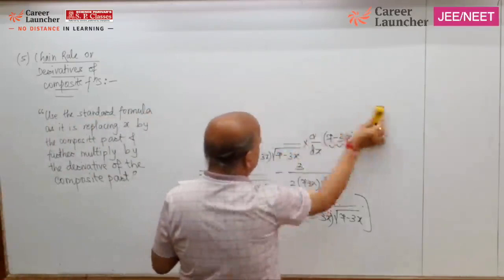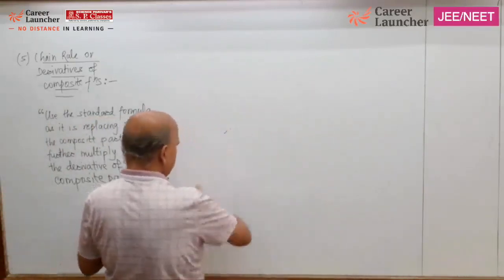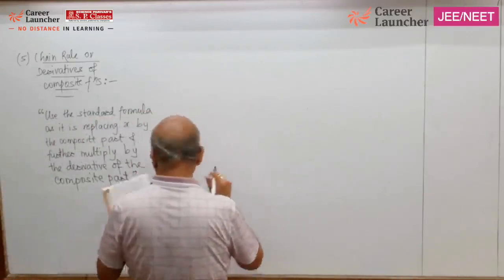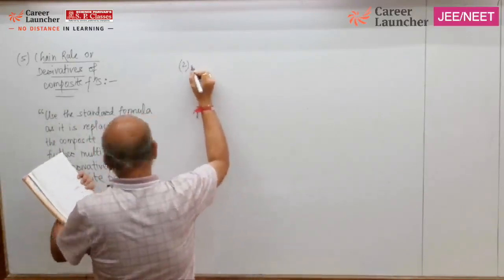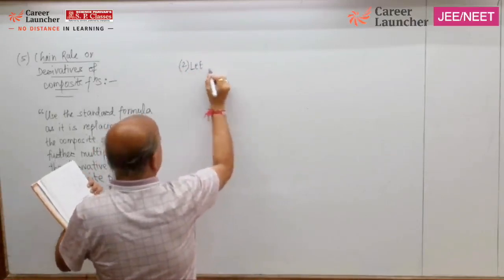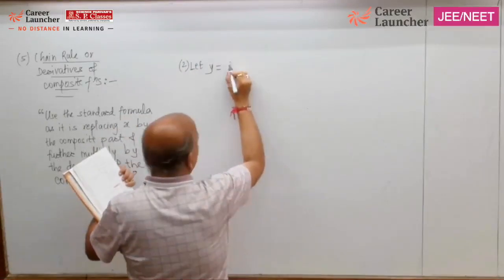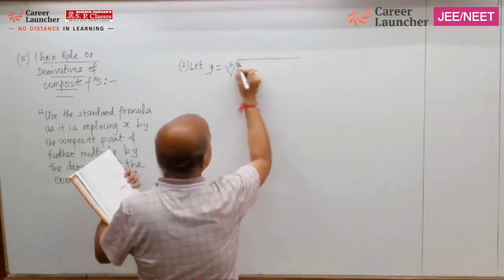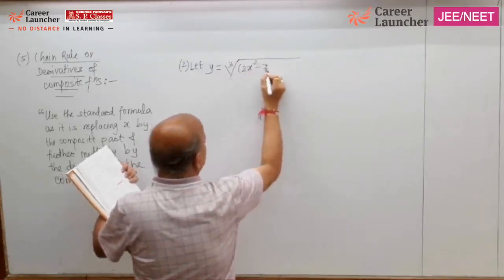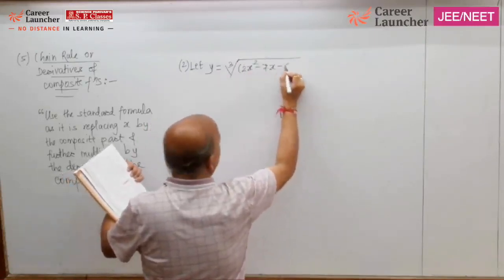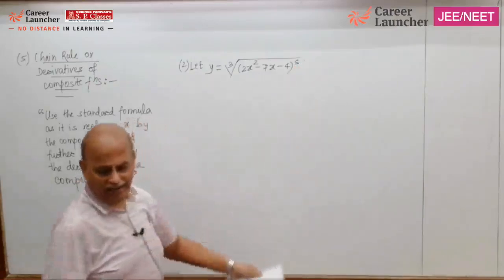Let's go for question number 2 now. You are going to tell me which standard formula it is. Question number 2 for us. You can just write down the question. Let y is equal to cube root of 2x square minus 7x minus 4, bracket raised to 5.